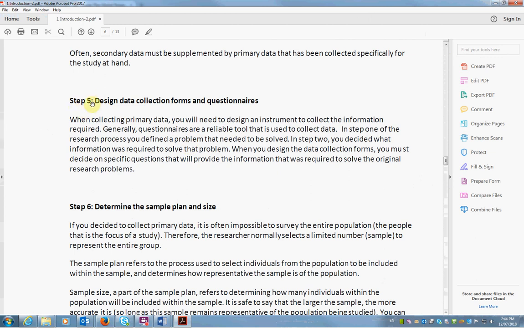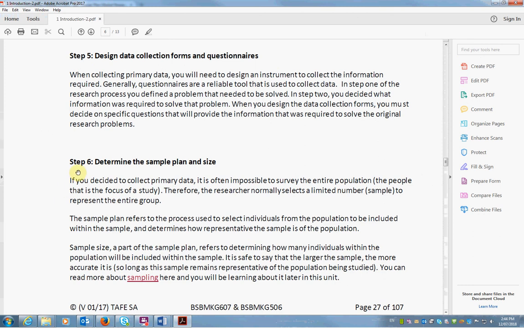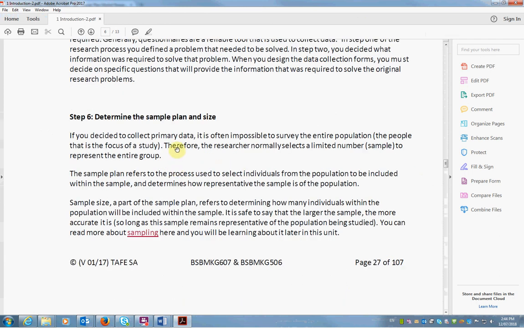Later on in step 5, you need to design your surveys. You need to decide in step 6 who you want to give these surveys to. And some thinking has to go into that. You need to carefully plan who these surveys should be handed to. And you have a few different sampling methods that you need to discuss in your assignment.